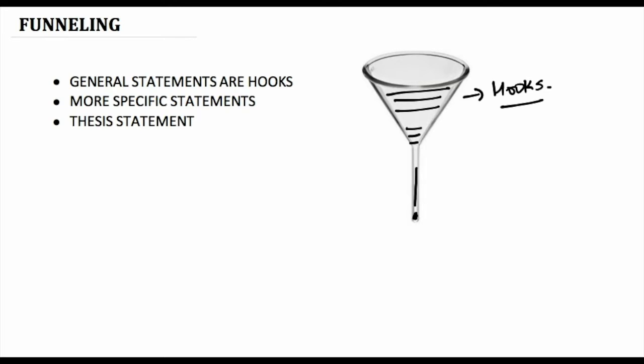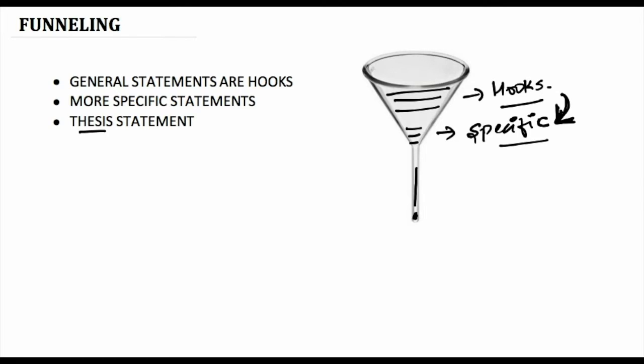Second is more specific statements. These specific statements are basically explanations or arguments of the general statements that you make. So you make a general statement and then you prove that general statement through a specific statement, either an example or an argument created by you yourself.